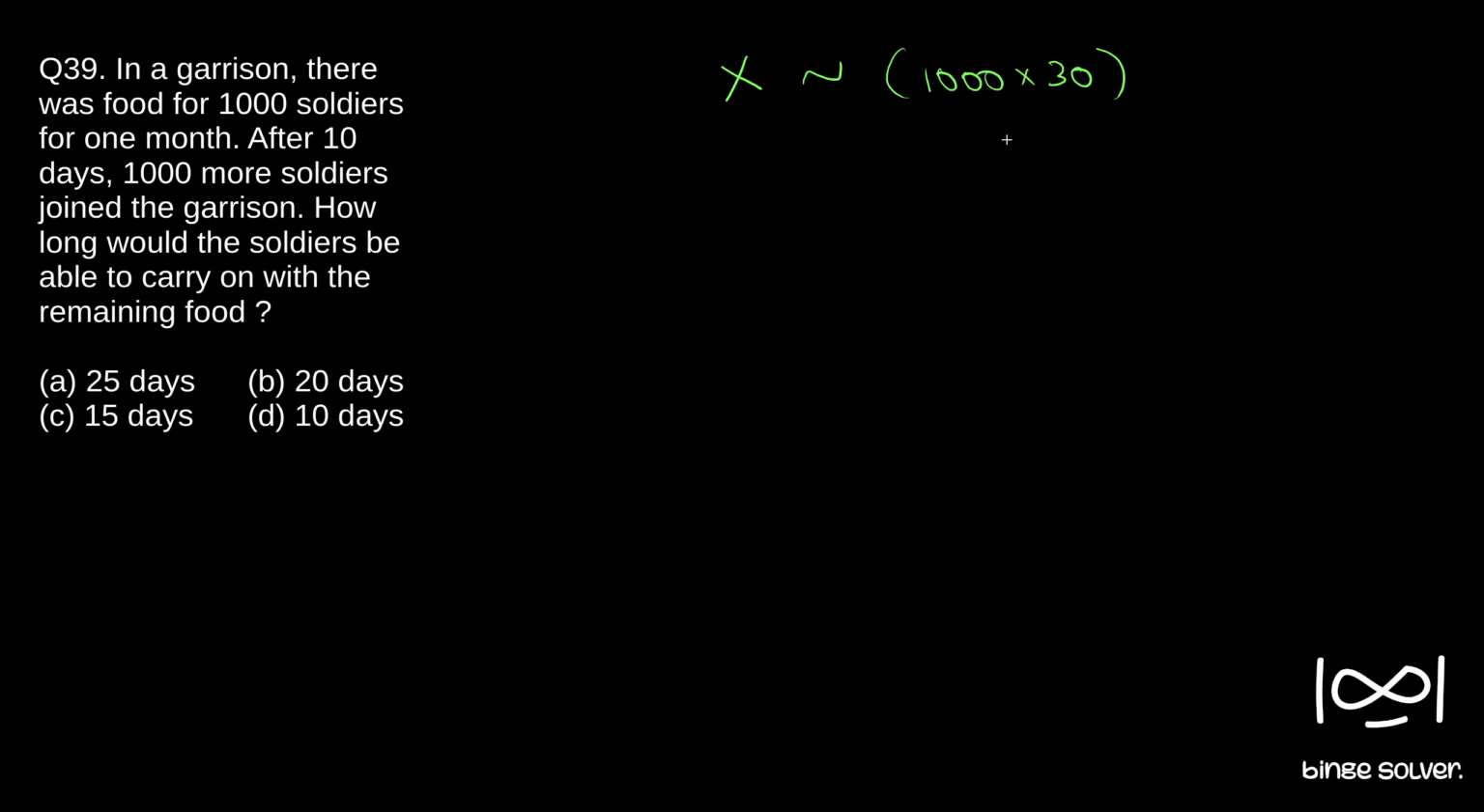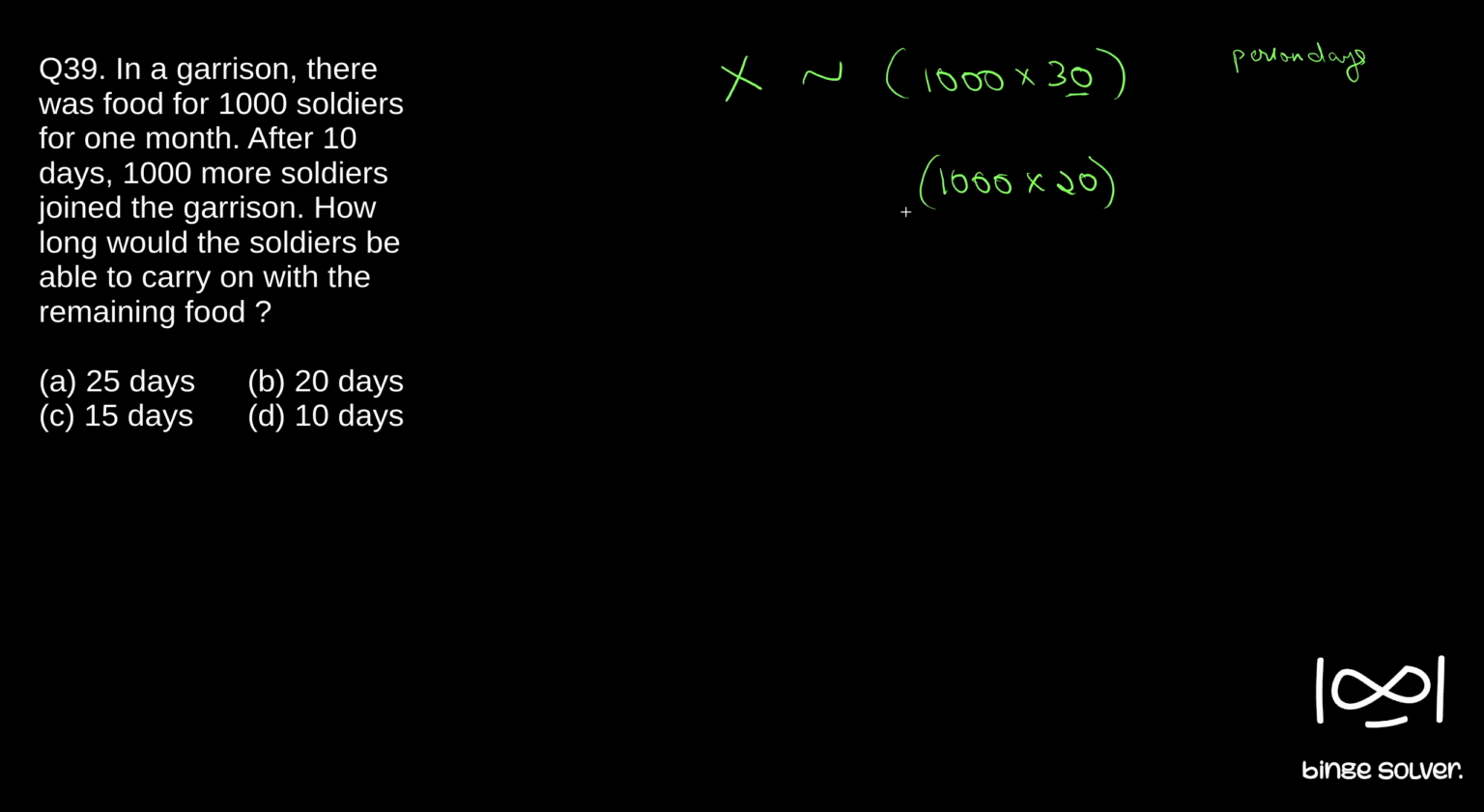So after 10 days, 30 is 1 month and 1,000 is the number of people. If you multiply it, that gives an approximate amount of food. You can call this person days, or some unit person days. The food that is available in person days is 1,000 into 30. So that is the unit. After 10 days, the food left is 1,000 into 20 person days.